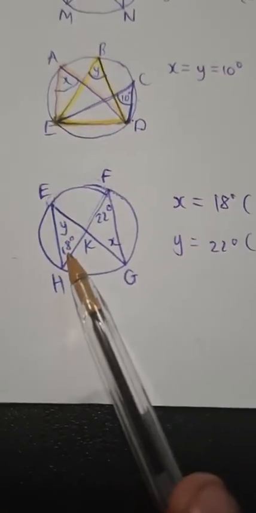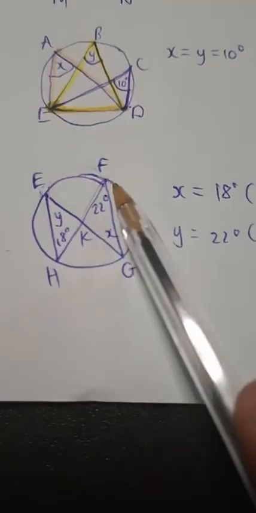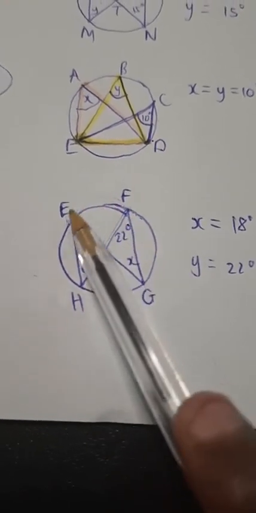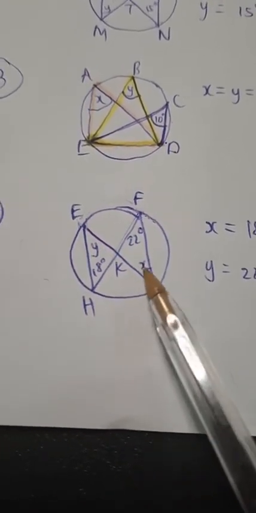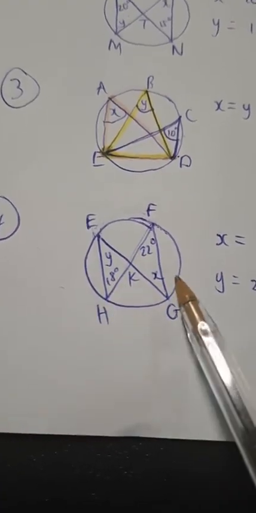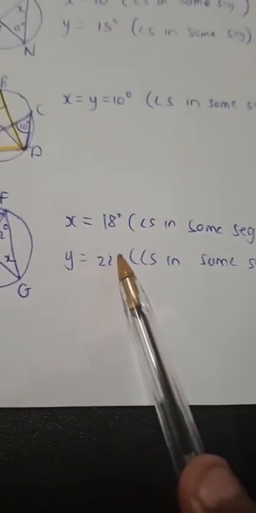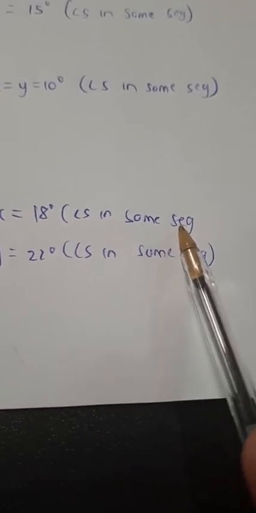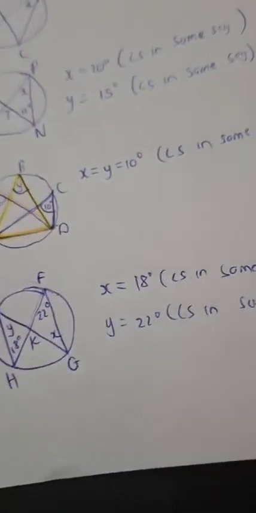Okay. Then again as well, arc EF subtends this angle at the circumference, and arc EF also subtends this angle at the circumference. So therefore we say x is equal to 18 degrees. The reason is angles in the same segment. Okay, so the seg part means segment. It's just short for segment. And this is from the acceptable reasons document. That's why we've shortened it. We write it according to that. Okay. Here's another one.